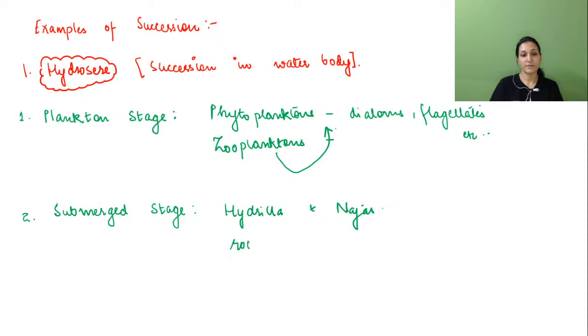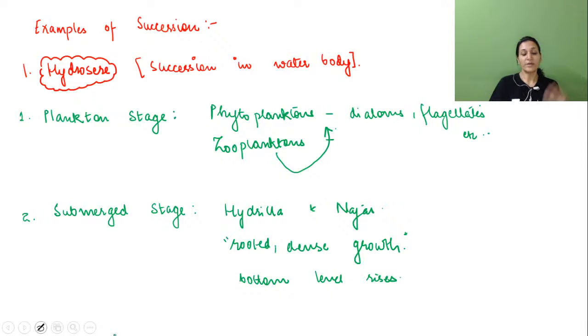They would be rooted in their nature, and there would be dense growth. As a result, sand and silt get deposited around the plant. So the bottom level slowly rises because of this deposition. The older plants and the buried parts of the other plants decay and form humus. So hydrilla and najas are rooted with dense growth, the bottom level rises, and there is formation of humus.